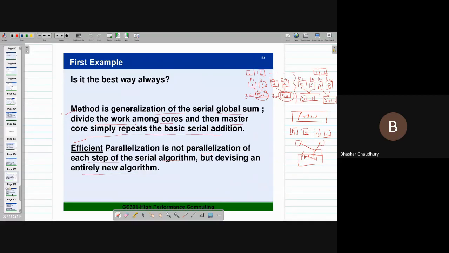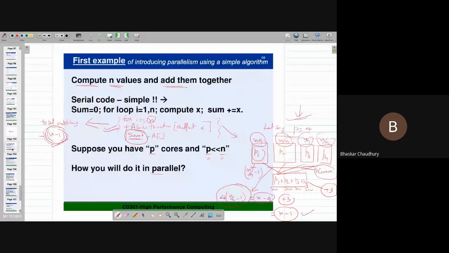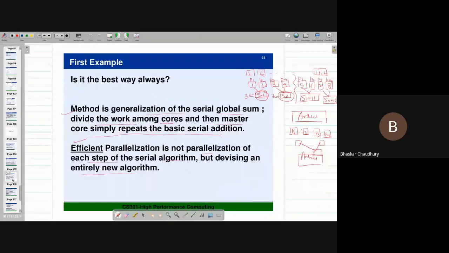Based on this pattern, there are two kinds of granularity. One is called coarse granularity. Coarse granularity is large amounts of computation or computational work between communication events. Fine granularity is small amounts of computational work between communication events. So basically we can say that this is coarse granular, and this is very fine. From the very beginning you have given just one addition, and for one addition you are involving two processes.